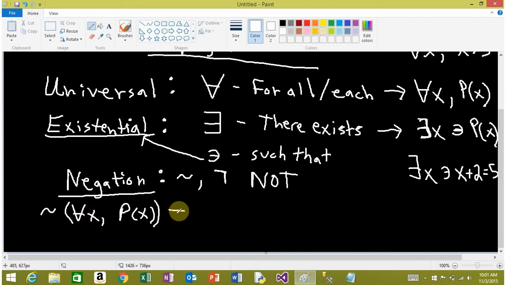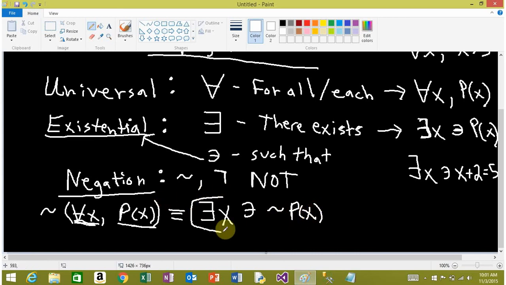So this would be logically equivalent to, and the way that we negate the universal statement is we negate the for all x, and we use the opposite quantifier, which is the existential quantifier. So we'll do there exists an x such that, and then we negate the statement, not p of x. And that would be the negation of the universal statement. There exists an x such that not p of x.